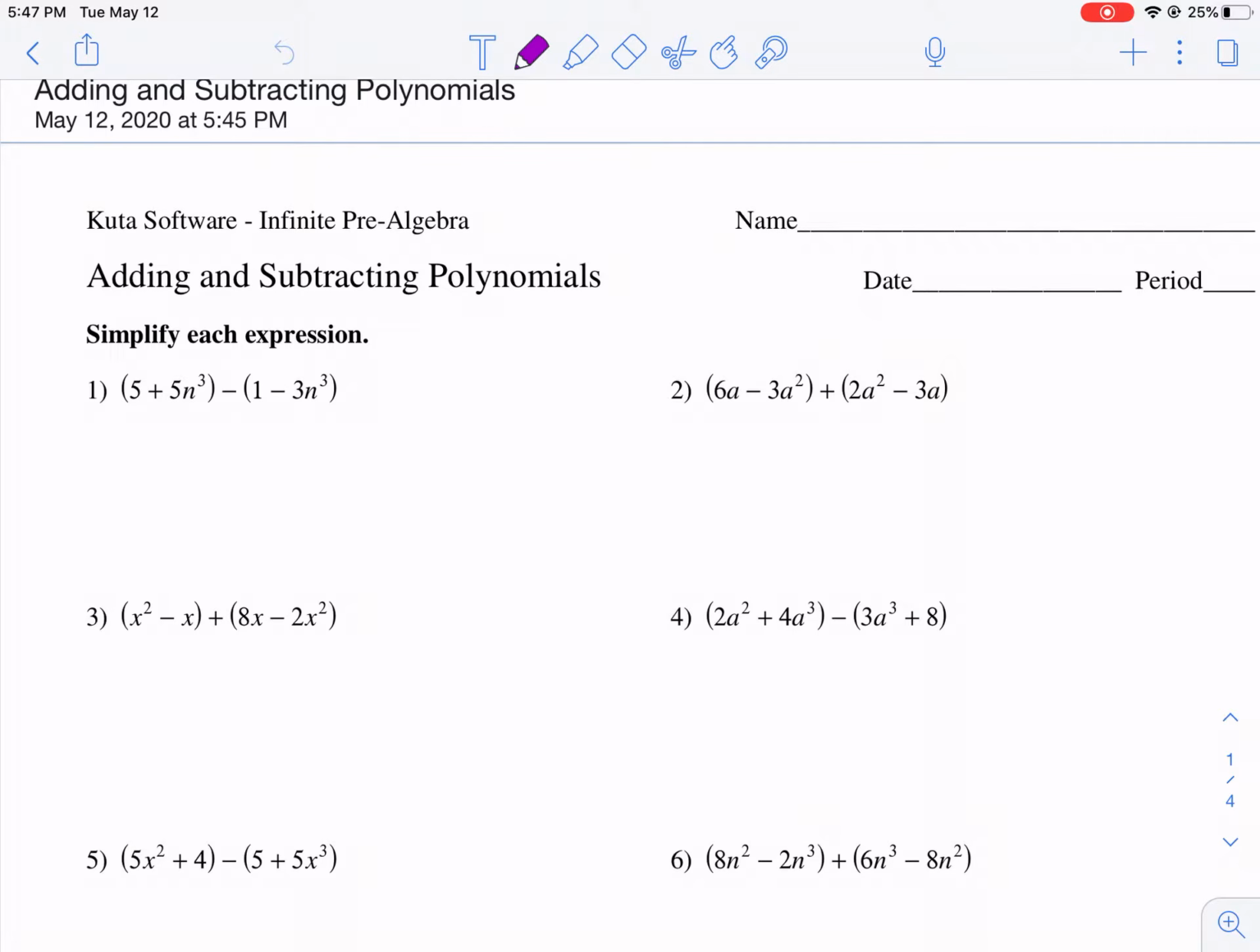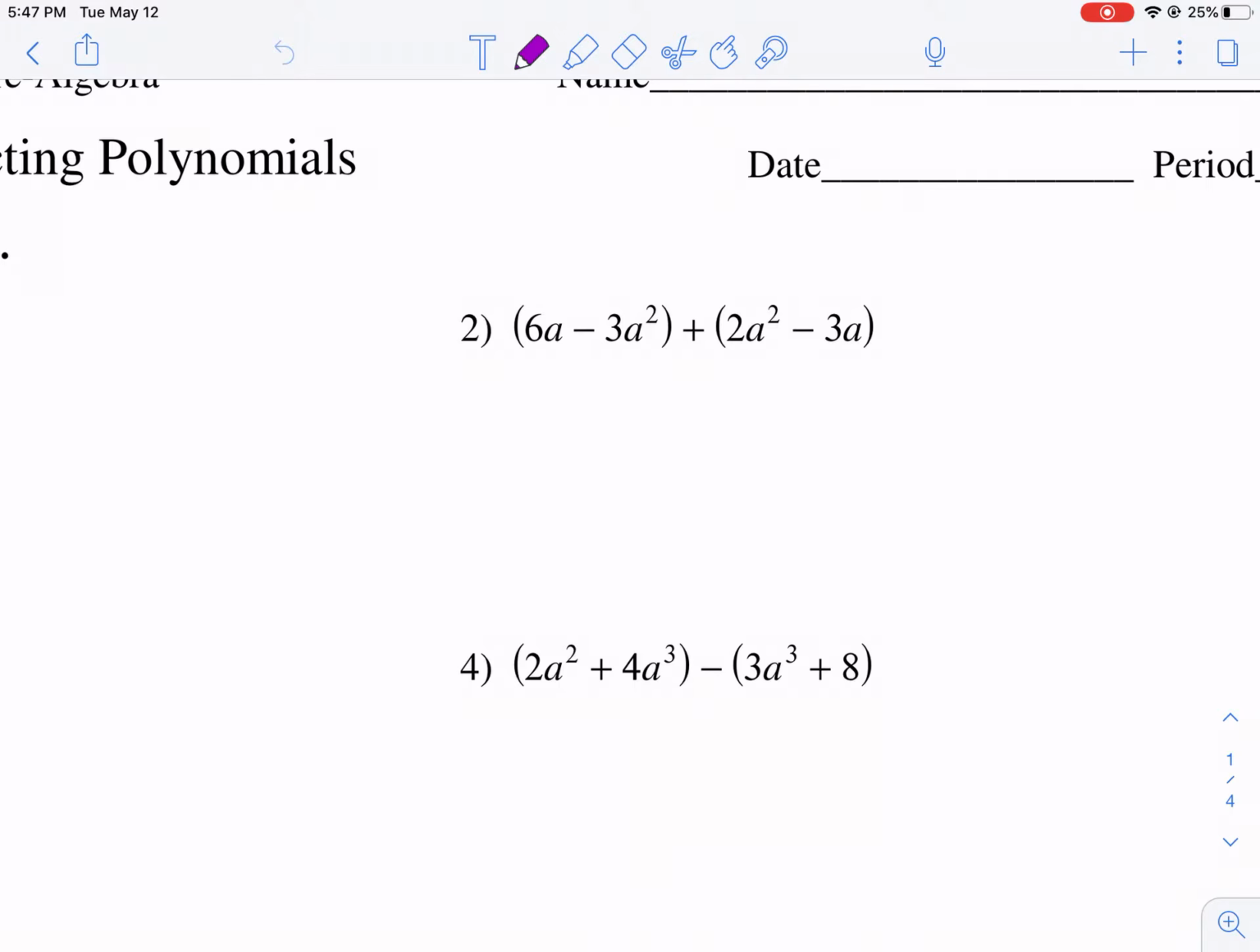Today we're going to be doing another Kuta software worksheet tutorial on adding and subtracting polynomials. So let's go ahead and jump right into it.